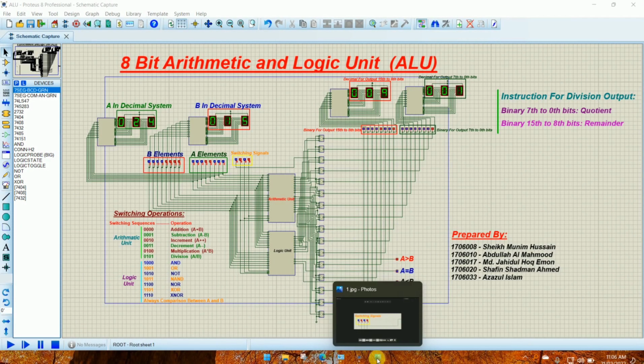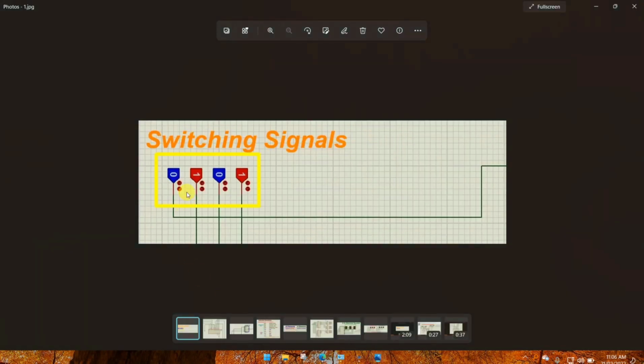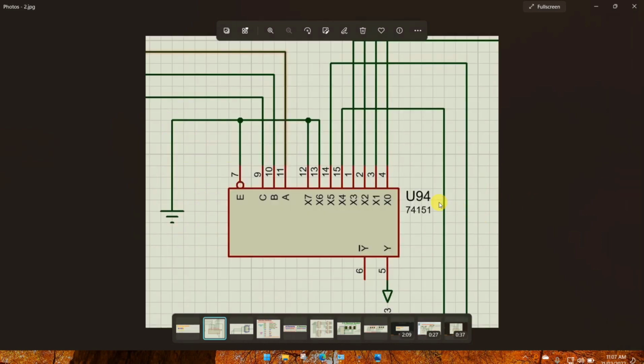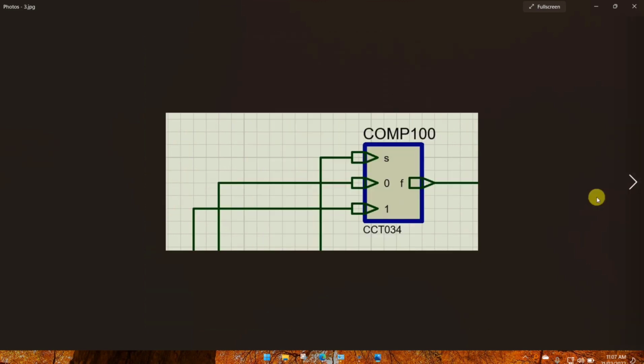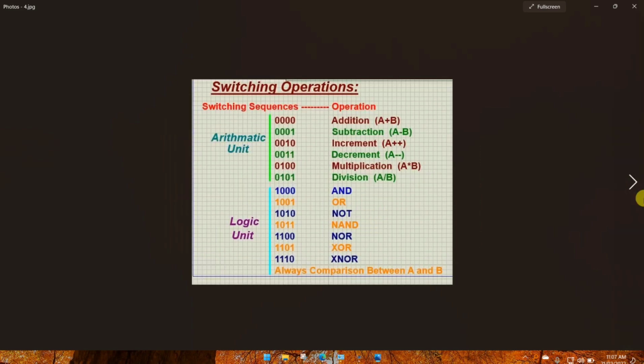Now we will see the switching operation at first. Here we used 4 bits in the switching operation. The last 3 bits go to the arithmetic and logic unit, and then go to the A and marks IC 74151, and we get an output from Y. The output from the arithmetic and logic unit then goes to a 2 to 1 multiplexer. The switching signal then comes from the 4th bit of the switching sequences that we saw earlier. Here we added a switching operation manual for quick operation.